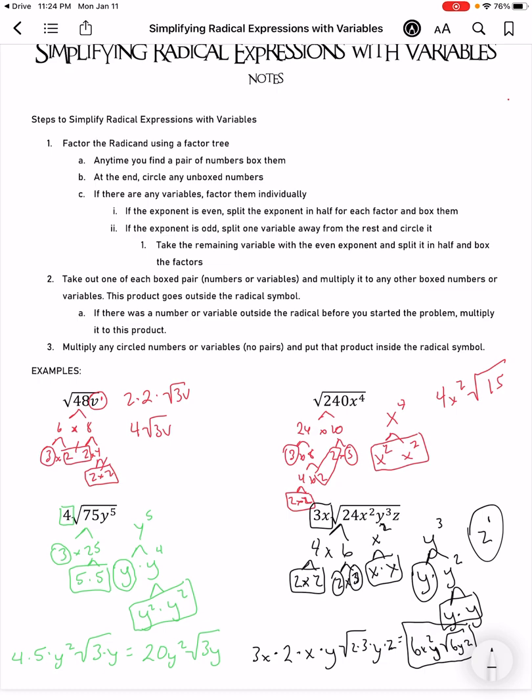All right, so I hope this helped you out as you work through these. Again, I've boxed our simplified answers so they're easy for you to see. If you have any questions, please ask your teacher.